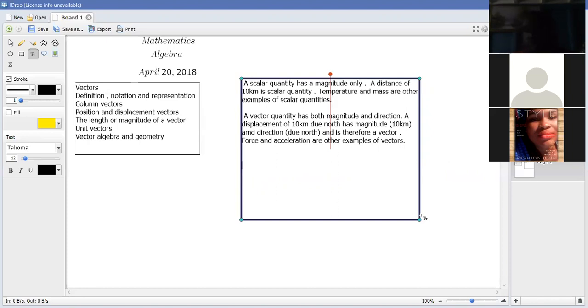So now we will be looking at the representation of a vector. How is a vector represented?